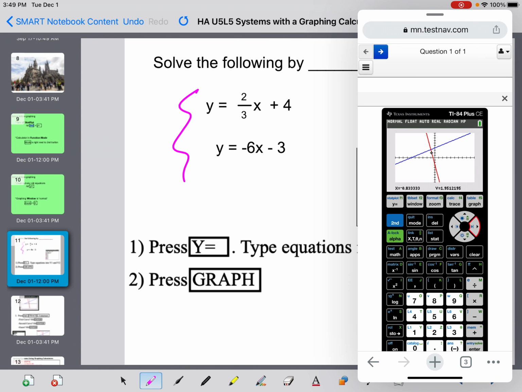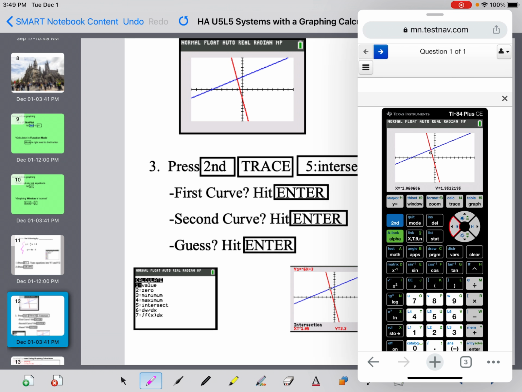But if we want to make sure we actually get our intersection, we're going to use the calc button. So the calc button is in the same line as y equals. It's right above trace. So I'm going to hit second trace. And then these are a bunch of different things that your calculator can do for you on your graph. We want to find the intersection of these. That's number 5. Again, you can scroll down or you can just hit number 5.